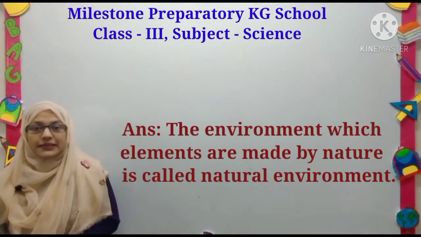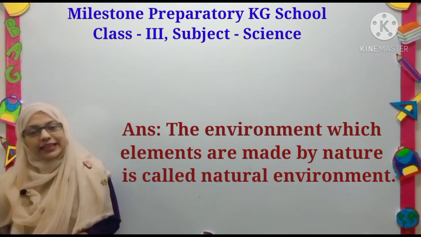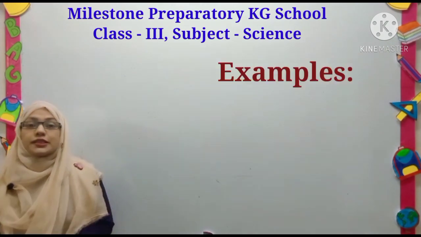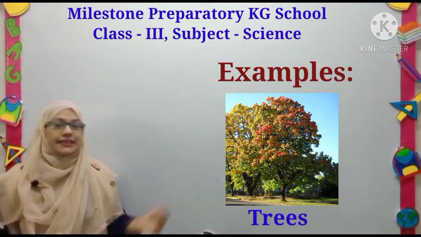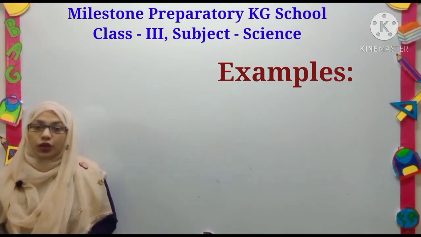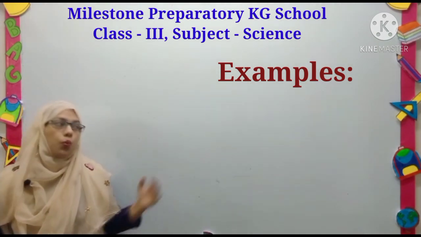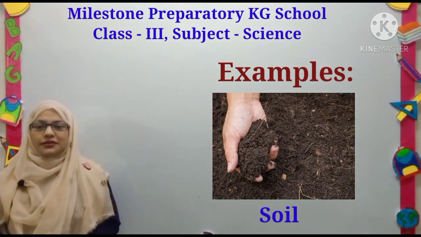Natural environment means the environment whose elements are made by nature is called natural environment. The elements of natural environment can be living or non-living. The examples of living elements are insects, trees, birds, etc. And the examples of non-living things are sunlight, water, air, soil, etc. These all are the examples of natural environment.